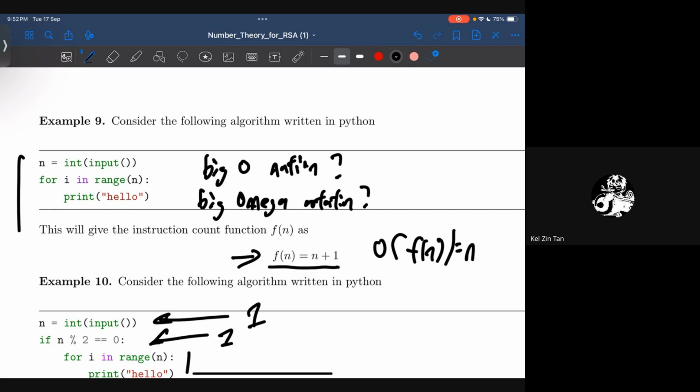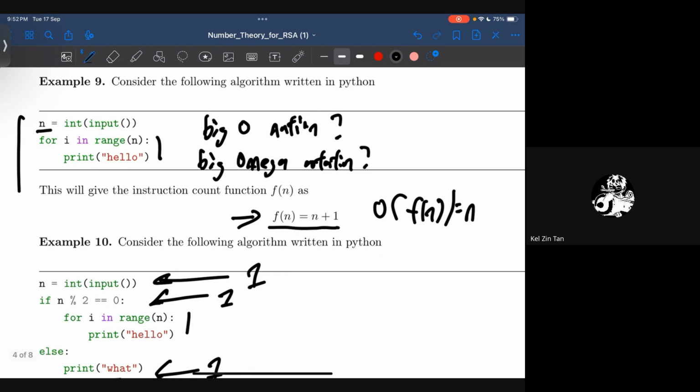Yep, Yihan got it right. The answer is that big omega is still n, because no matter what your input is, you will always run for n times. No matter what your input is, you are always lower bounded by n times. So we can write this as theta of this function is equal to n.